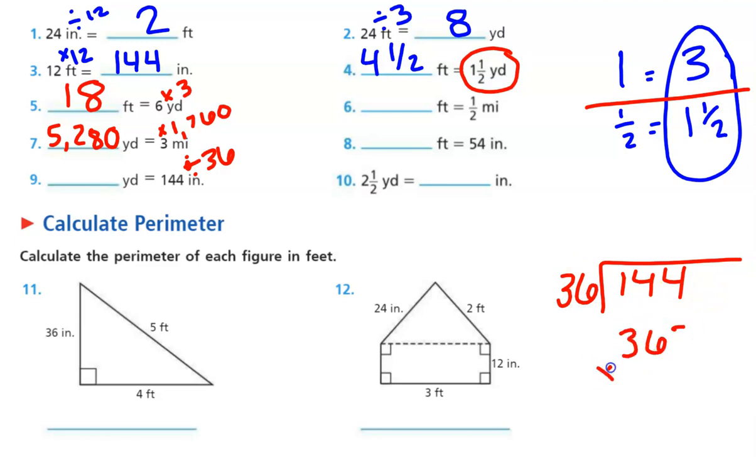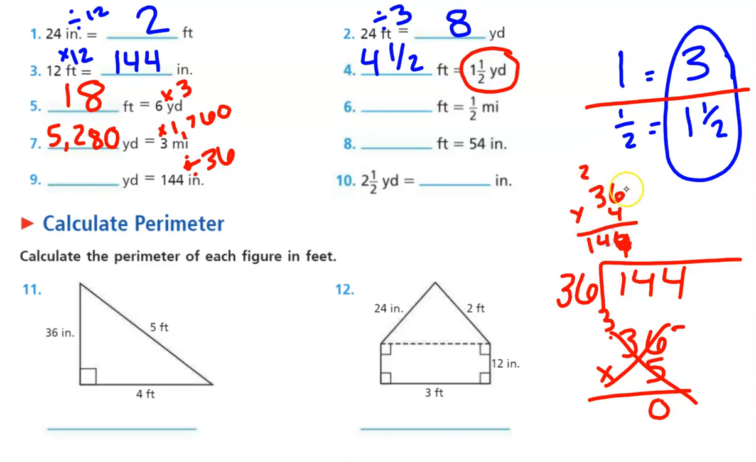Oops, 36 times 5. 5 times 6 is 30. 5 times 3 is, oh, that's too much. Okay, let's try 36 times 4. 4 times 6 is 24. Sorry, guys, 24. 4 times 3 is 12, plus 2 is 14. So I did that correctly. That's going to be 4 there, which would have been that 144. Okay, so that would be 4 yards is 144 inches.